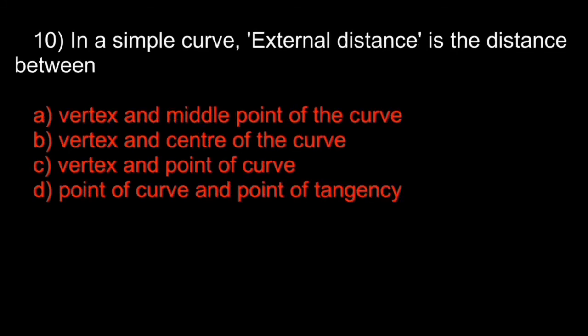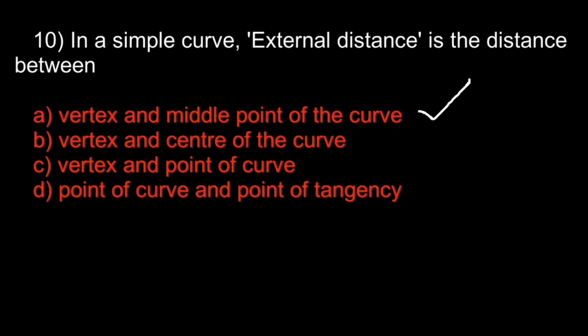Now, let us move into the 10th question. In a simple curve, external distance is the distance between: option A, vertex and middle point of the curve; option B, vertex and center of the curve; option C, vertex and point of the curve; option D, point of curve and point of tangents. So the answer is: in a simple curve, external distance is the distance between the vertex and middle point of the curve. Option A is the answer.